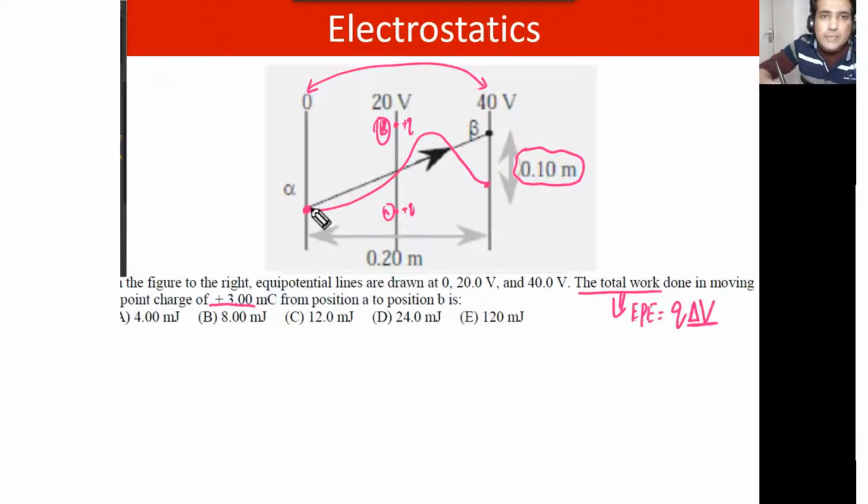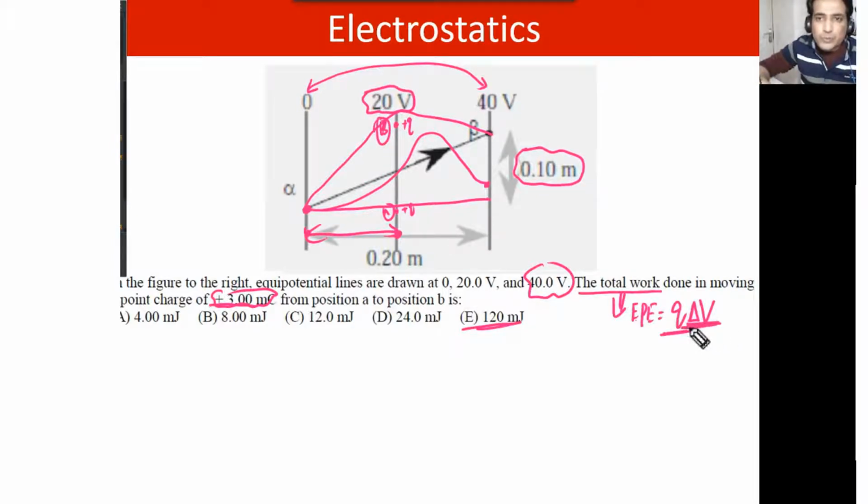It doesn't matter which path I follow. Even if I go like this and then come to this one, the work done will be the same because delta V is the same and Q is the same. So the answer will be just multiply. You have 40 and we have to multiply with this one. If I move the charge from here to here, then you have to multiply by 20. So you just need to understand delta V between two points and then you can figure out the work done.